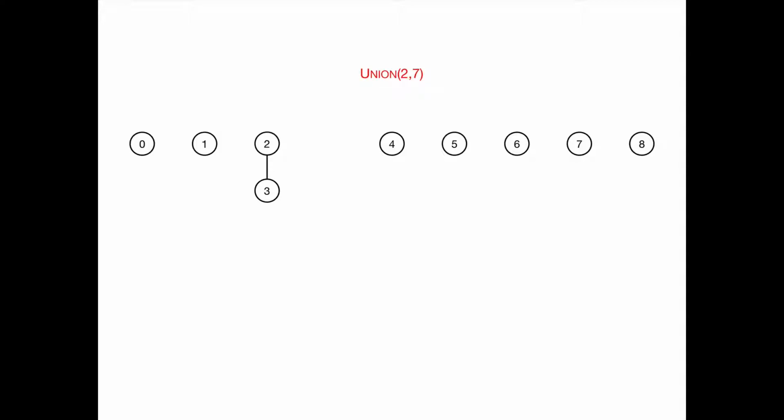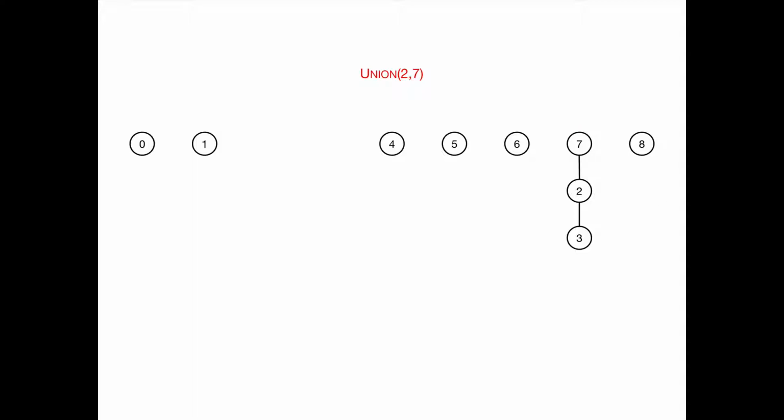So now let's do union 2, 7. So now we want to combine this tree with this tiny tree over here. We can, for instance, do that like so. So now again we connect the root of this tree to the root of this tree.